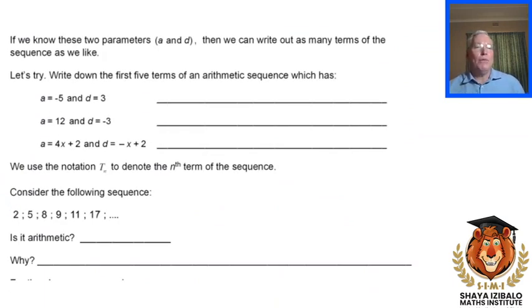And that is that if we know A and D, then we can write down as many terms as we like. So let's do the first one together. Then we'll ask you to pause the video and try the next two yourselves. So if A is negative 5 and D is 3, let's write down the first 5 terms. The first term is negative 5. The next one, when we add 3, we get negative 2. The next, 1. The next, 4. And the last one, 7. Those are the first 5 terms.